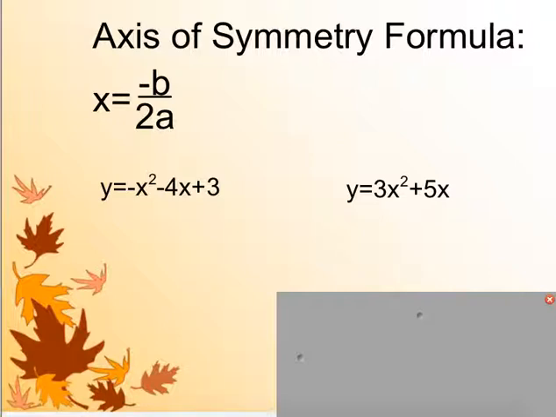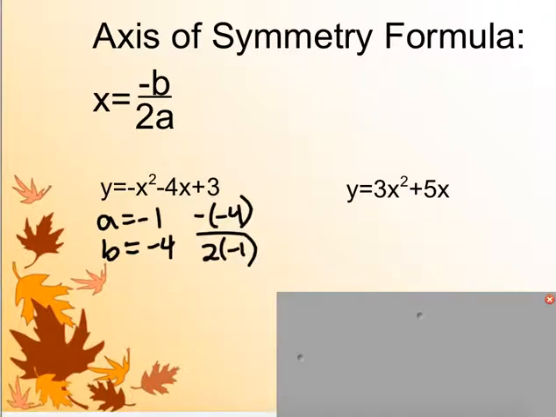And for this one, we have an a value of -1, a b value of -4. And we plug those in to say negative b, so we have -4 over 2 times -1. So these give us a +4 over -2, so we get x equals -2 as my axis of symmetry. Now that is the x value of my vertex. So we have -2 comma something as my vertex.